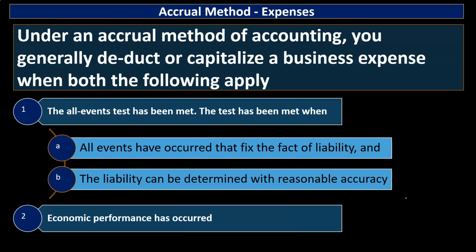So economic performance has occurred. That's going to be condition number 2. Economic performance has occurred. The work then has been done.